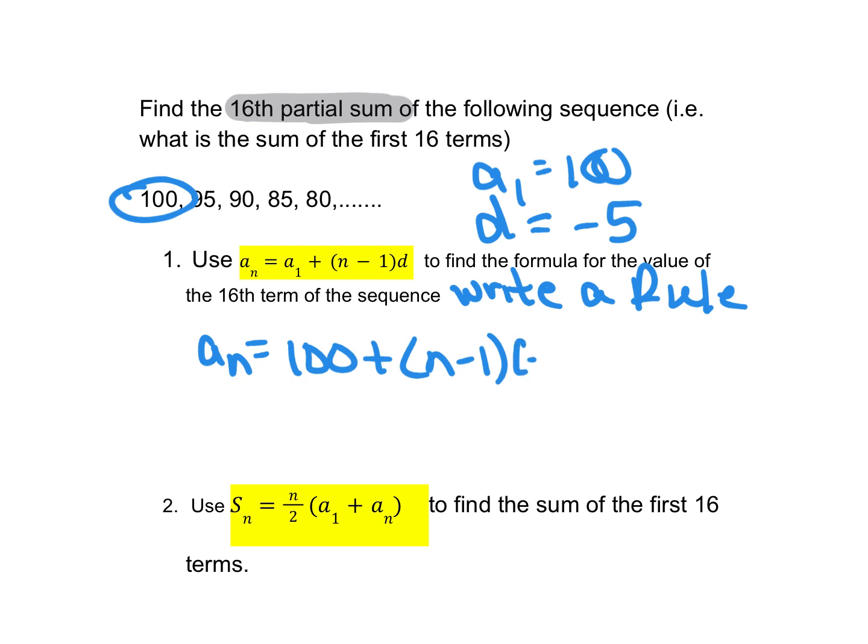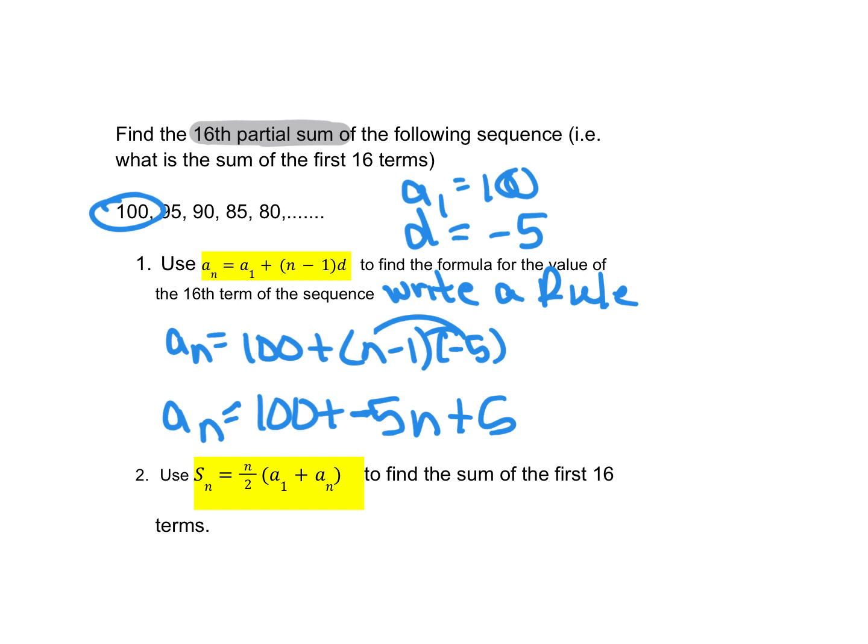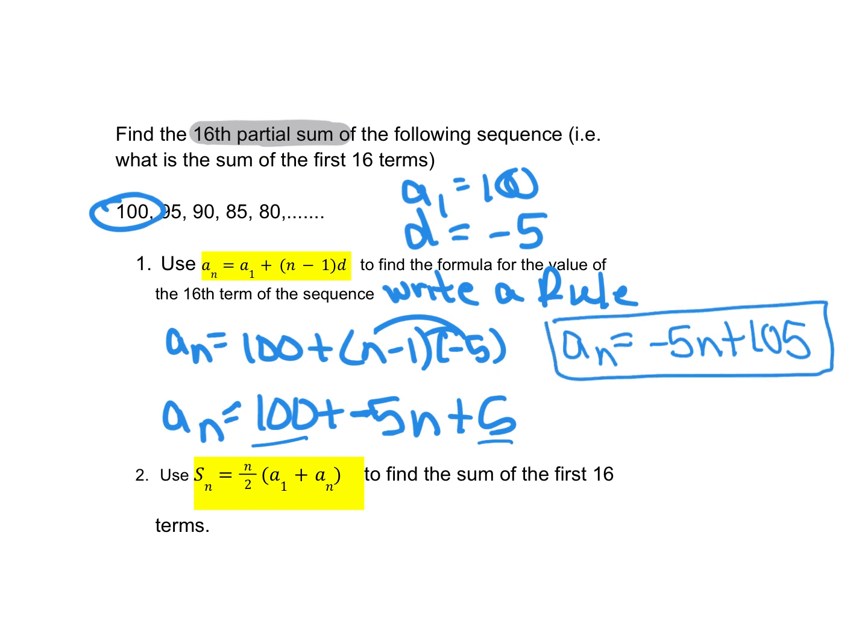So we're going to have a negative 5 out here that we need to just distribute in there. So our rule is going to be a sub n equals 100 plus negative 5n plus 5. That's what I get after I distribute that negative 5 through. So my rule, again, is a sub n equals, well, 100 plus 5 is 105. So we're going to have negative 5n plus 105. So there's my rule.